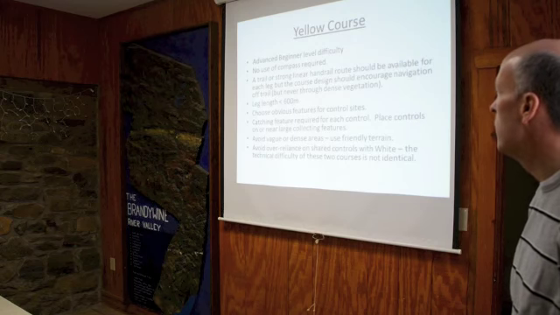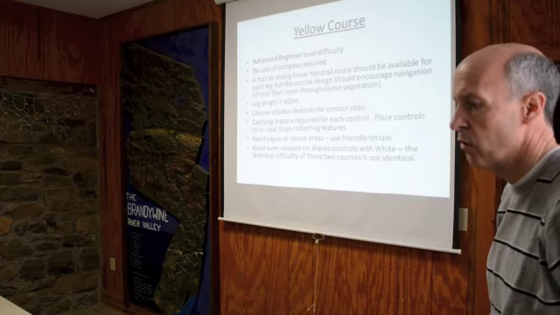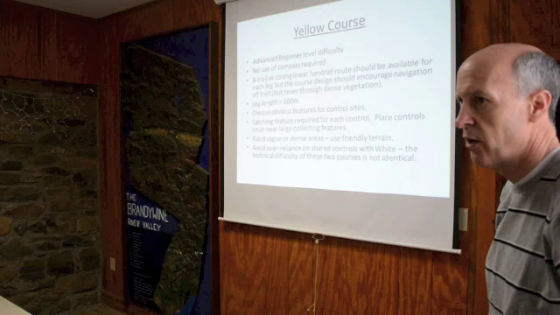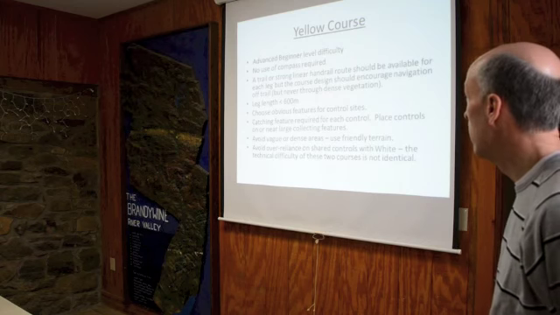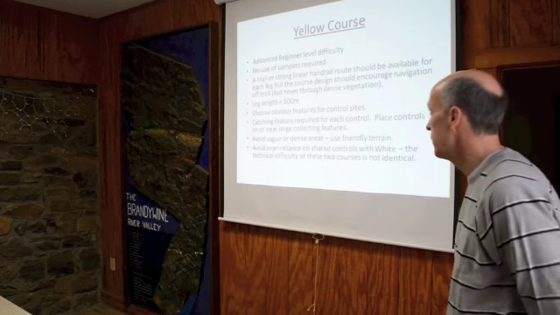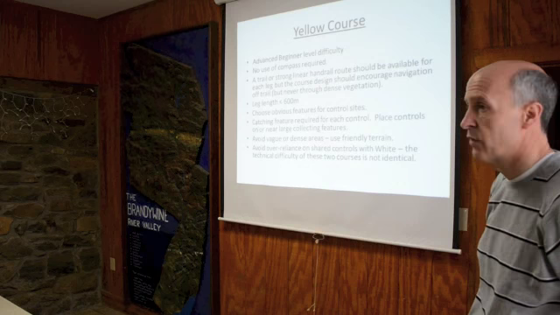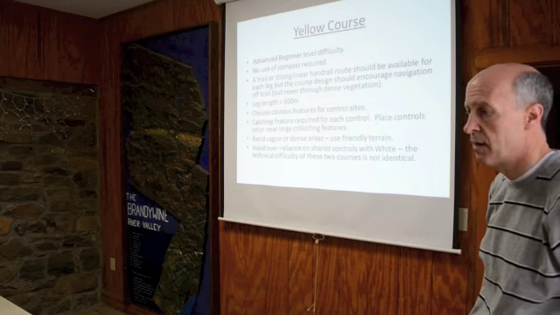Okay, yellow. This is for advanced beginner. So usually when people have gone out on yellow, they will have done a white course before. Sometimes people start out on yellow. So it should be a little more challenging than white, but still only advanced beginner difficulty. It also should not really require use of a compass. You should be able to do a yellow course by map reading.